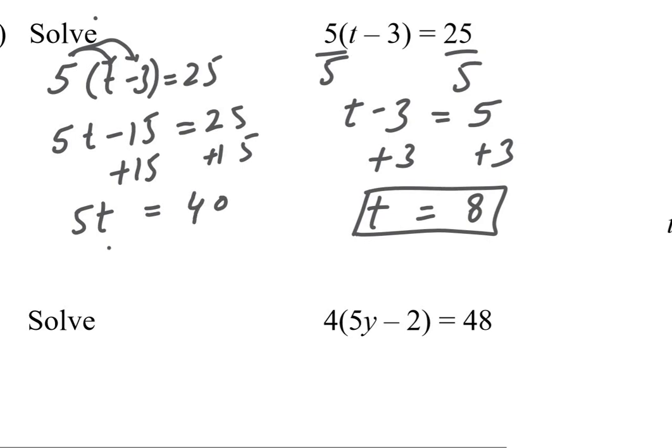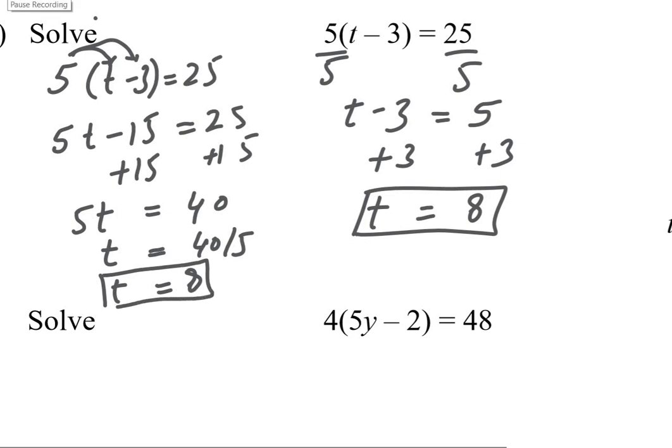40. So we're going to divide by 5. t is equal to 40 divided by 5, so t is going to be 8. So you get the same answer. So it's up to you guys. So for this one, please pause the video, and I'm going to give you the answer then.